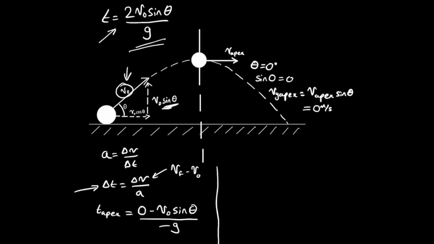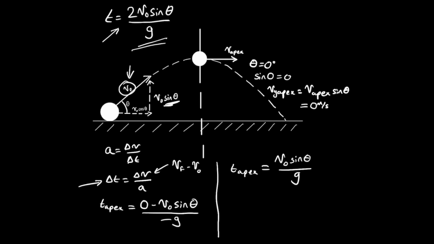Now we simply simplify this, and we get that the time to reach the apex is v0 sine theta over g. Now the thing about projectile motion is that the work done by gravity is equal to 0 because the object lands at the same position relative to the ground, at y equals 0. Now this means that the kinetic energy, or the velocity at the end of its motion, is equivalent to the beginning.